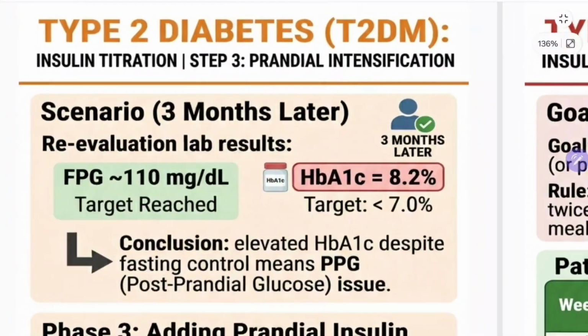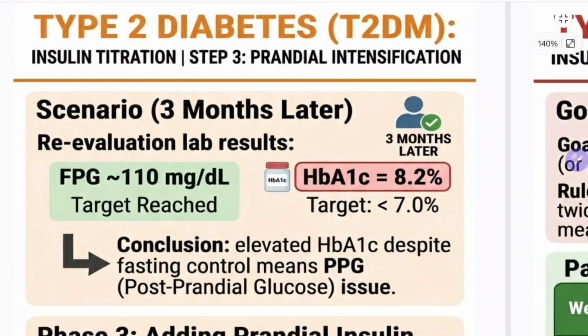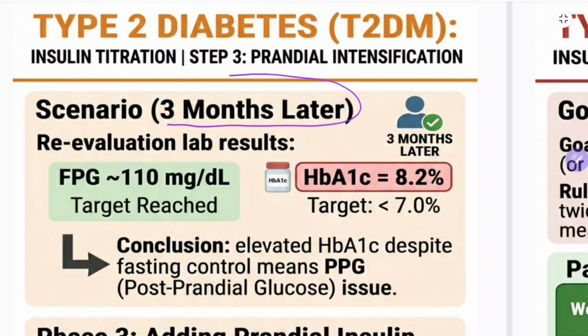Now we should achieve the target of HbA1c. That is step 3. So 3 months later we should calculate HbA1c. That is the rule. 3 months later we should calculate.